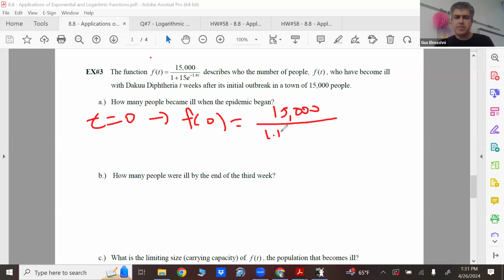over 1 plus 15 times e to the 0 power. What's e to the 0 power? Good. So then what's going to be at the bottom? 1 plus 15, right? Because 15 times 1 is 15, and you need 1 plus 15. Remember, only e is raised to the 0 power.